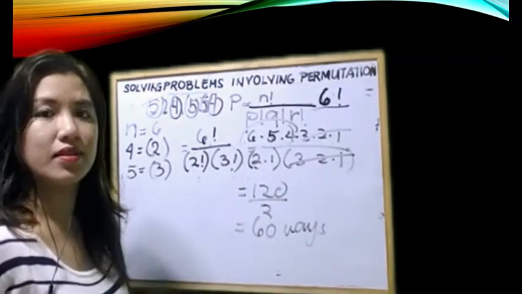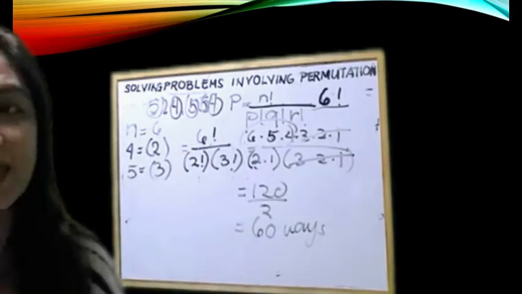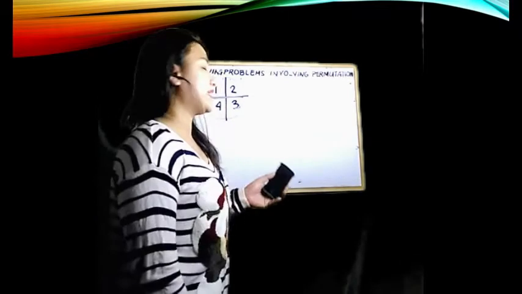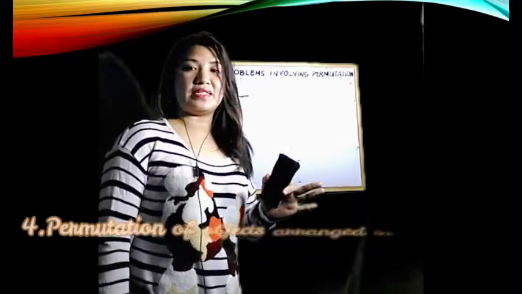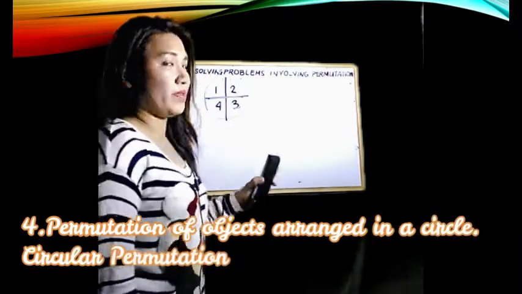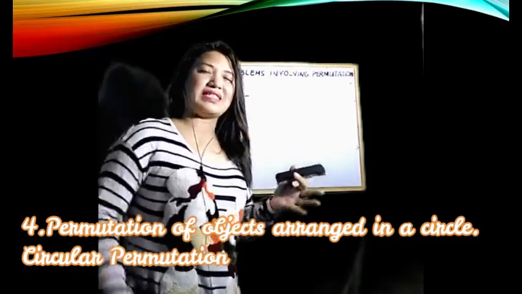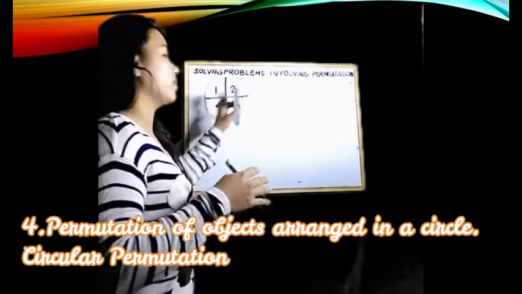Now let's have our last example. Now let us proceed to the last formula, which is finding the permutations of circular permutation. Circular permutation is the arrangement of distinct objects in a set, in a circular table.